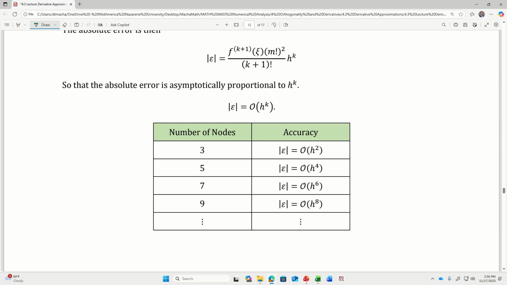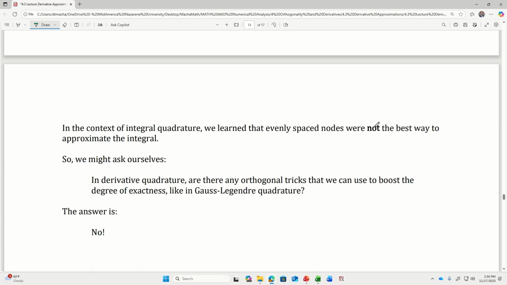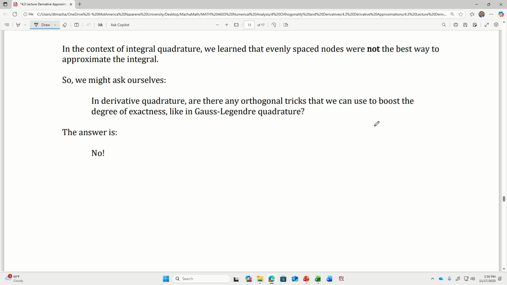Since h is going to be a small number, you want it to be h to a big power, and that represents more accuracy. In the context of integral quadrature, before today, we learned that evenly spaced nodes were not the best way to approximate an integral. So let me ask you, in derivative quadrature, are there any orthogonal tricks that we can use, like in Gauss-Legendre quadrature?